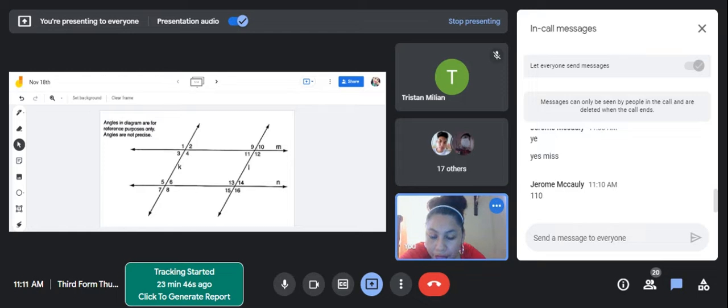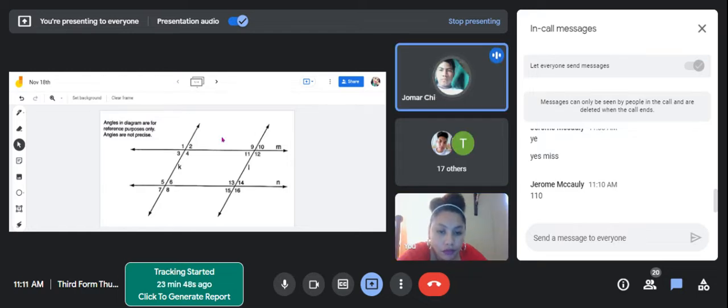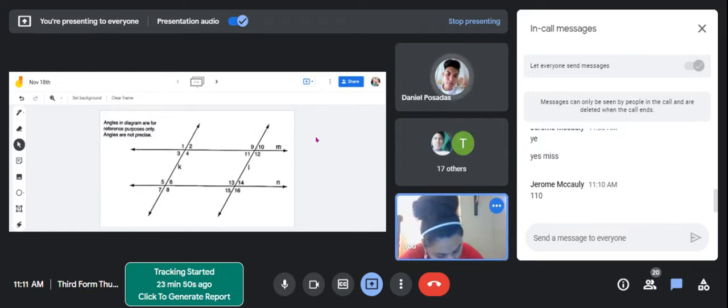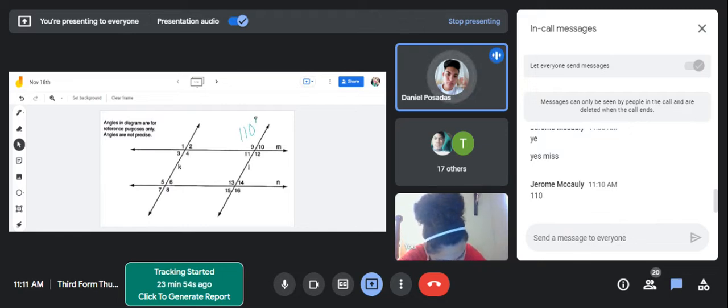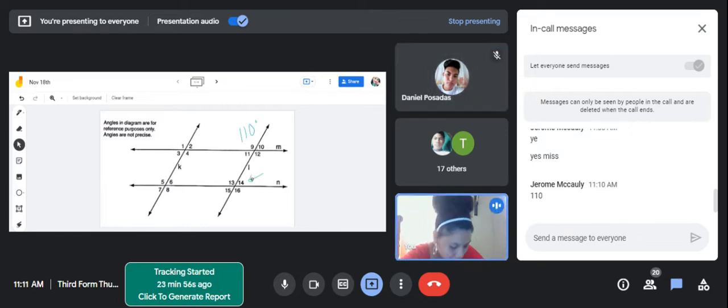Number 5. Angle 9 is 110 degrees. That is angle 14. What is angle 14? Angle 9 is 110. What is angle 14, guys?